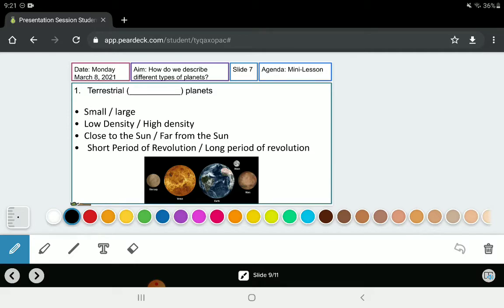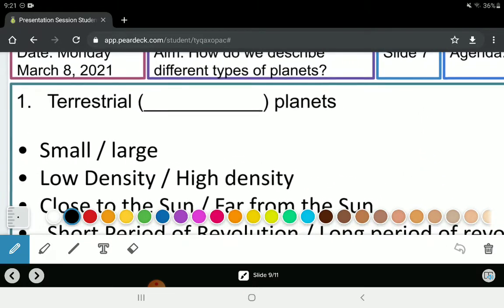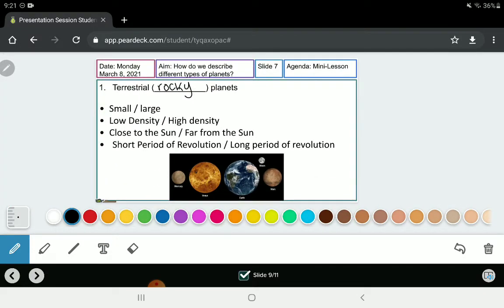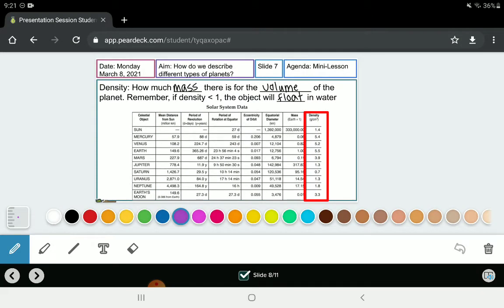So our last couple of slides here are talking about our different types of planets. Our terrestrial planets are our rocky planets. Those are all the planets that are closest to the sun. So we have Mercury, Venus, Earth, and Mars. The moon is not a planet, but we can call it a rocky moon or a terrestrial moon. If we look at our chart, these planets are the first 4: Mercury, Venus, Earth, and Mars.